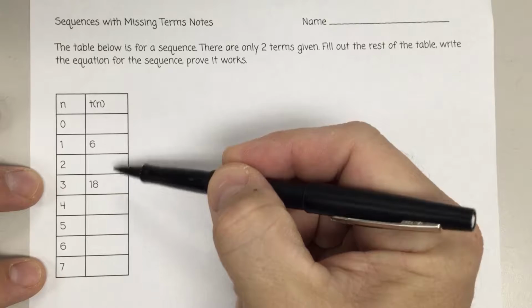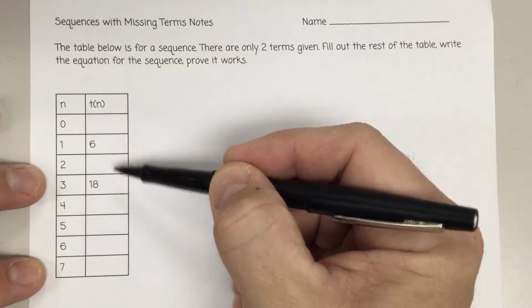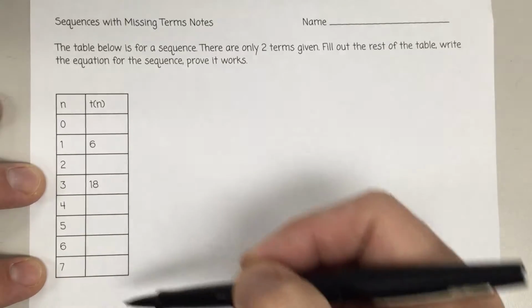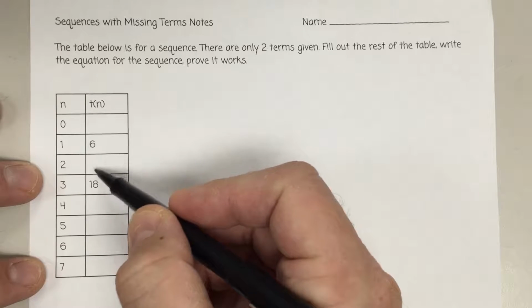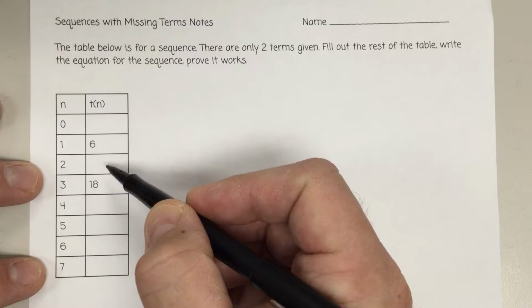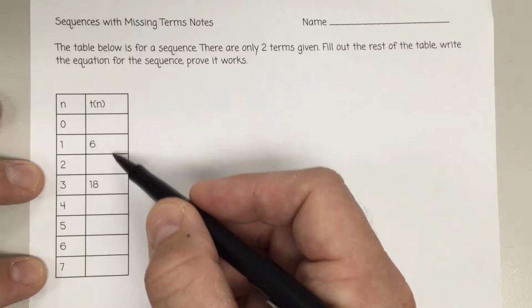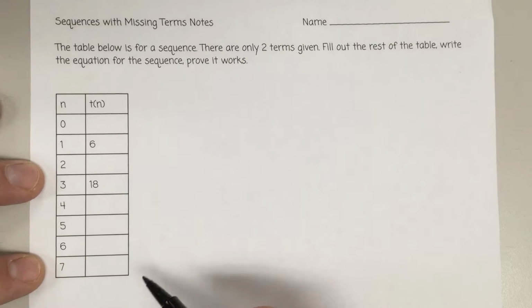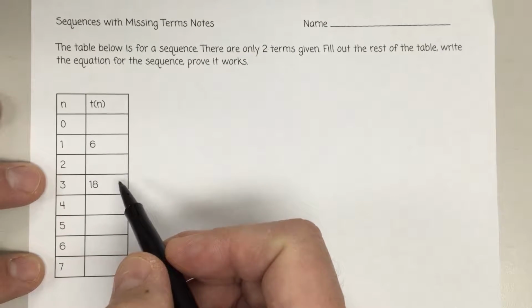So, we left out a term between the first and third terms of the sequence. So we need to figure out what would go in this spot. Once we have that figured out, we could figure out how to fill in the rest of the table. So here's what we do. It's kind of like slope.